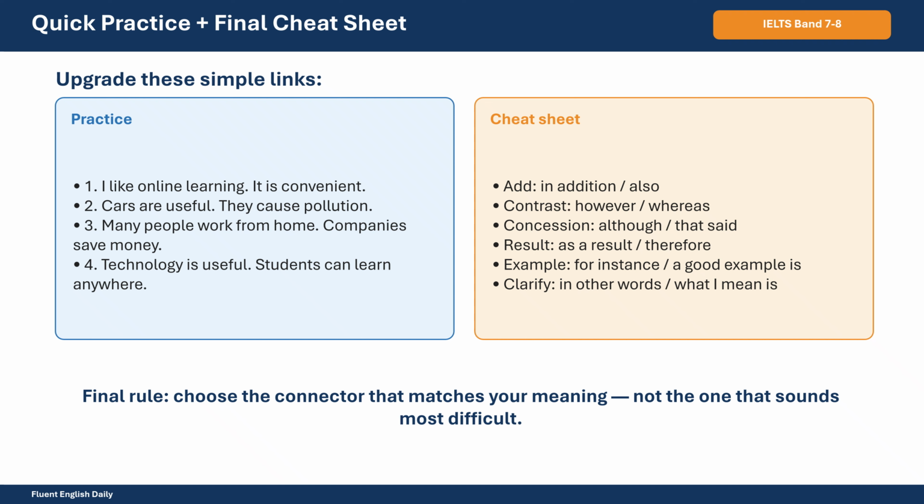Let's review the main functions. To add ideas, use also or in addition. To show contrast, use however or whereas. For concession, use although or that said. For results, use as a result or therefore. To give examples, use for instance or a good example is. To clarify, use in other words or what I mean is.